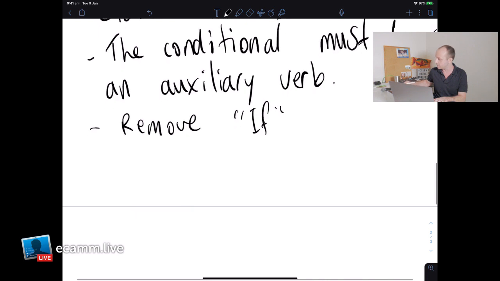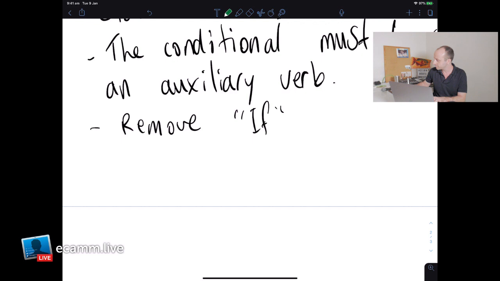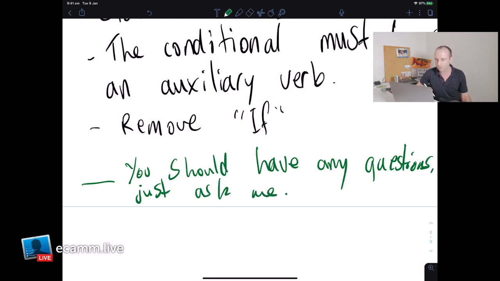So we've removed if. But if I only remove if I've got you should have any questions, just ask me. Well, that looks terrible. Besides my awful writing, you should have any questions, just ask me. That's just rubbish. So we don't want to do that.